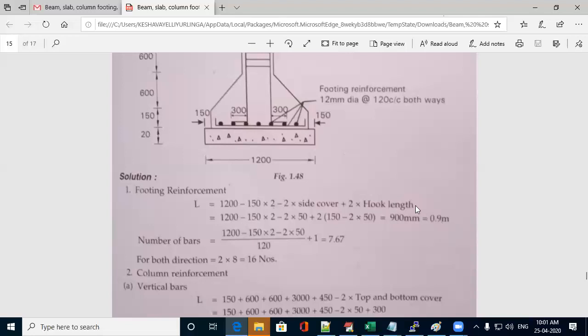To find this hook length, the total depth of this portion is 150. In that, two covers are taken out, that is 50 and 50 is taken out. Leftover will be the hook length. This is how you have to work out the length of the bar. So length of a single bar will come to 0.9 meter. This is for the longitudinal bar.